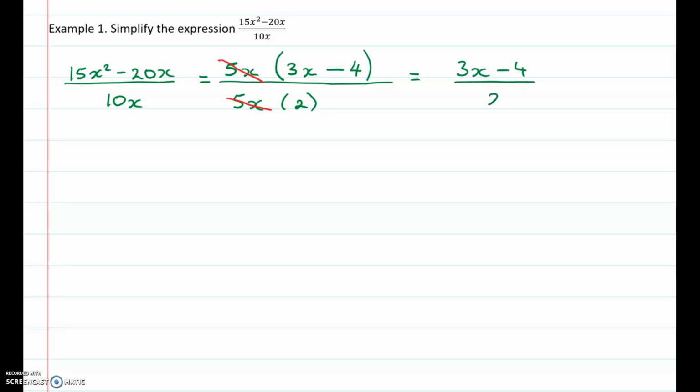So we can cancel the 5x on top, the 5x on the bottom, and we're left with 3x minus 4 divided by 2. Now, just a note on this. You might think that you can use the 2 and the 4 in cancelling as well, but you can't, because the 4 is part of the subtraction and it can't be factored out. There's no way to factor the 4 out of this expression on top, so you have to leave your final answer like this. Don't try to cancel the 4 and the 2, because the 4 is tied up in the subtraction and we have no way of getting it out. Okay, so that's it.